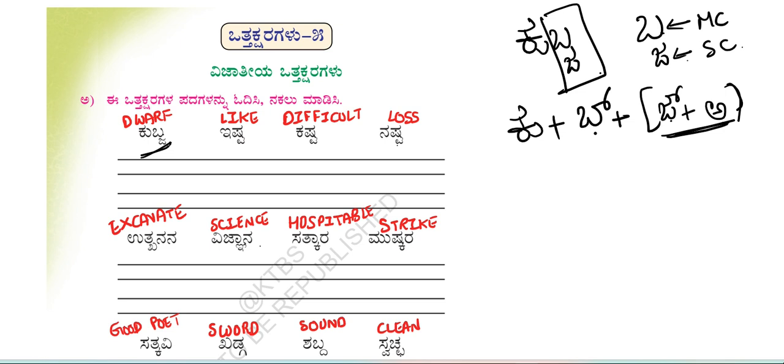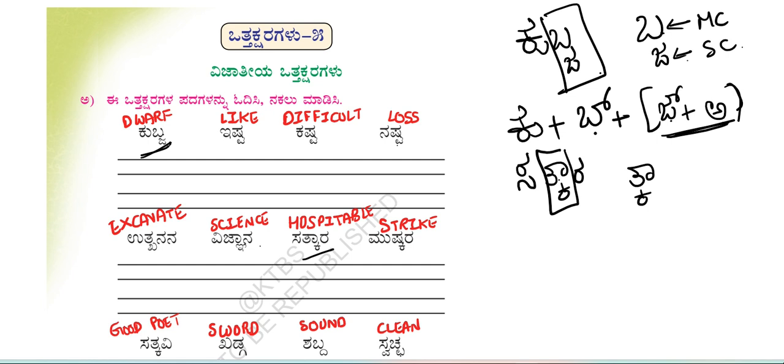Then let us look at an example which has a Gunitakshara as well. So let's take this example, Satkara. Here, this is the Vijati Ottakshara because Tha and Ka are together here. When you take it out separately, Tha is the main consonant and Ka is the second consonant. That's why it is Vijati Ottakshara.